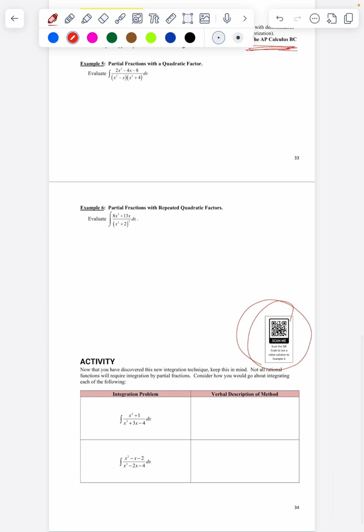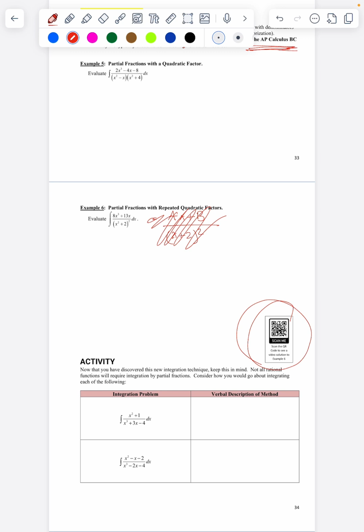You can scan that QR code to see the video solution for example 6 when you have quadratic factors. The only difference when you have quadratic factors is that up top, instead of a constant, you're going to have a linear factor when you have a quadratic factor in the denominator. I'm not going to go over these because they will not be on the AP exam.